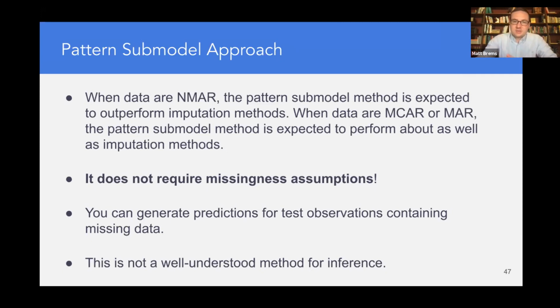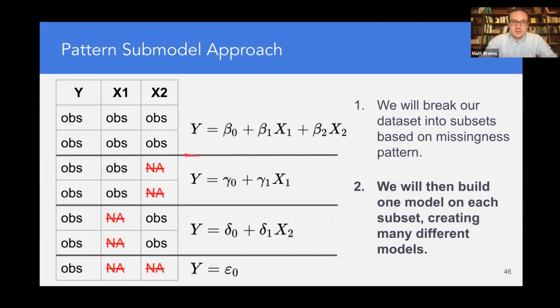If I go back to the previous slide here and we look at this second model, we've got Y, X1, but not X2. I just build a model with Y and X1. I don't need to make any assumptions about why X2 is missing. I don't have to make assumptions about how to fill it in. I don't have to make assumptions about whether X2 is missing at random, not at random, or completely at random. I just don't make any missingness assumptions and instead build a model on the data that I've observed.